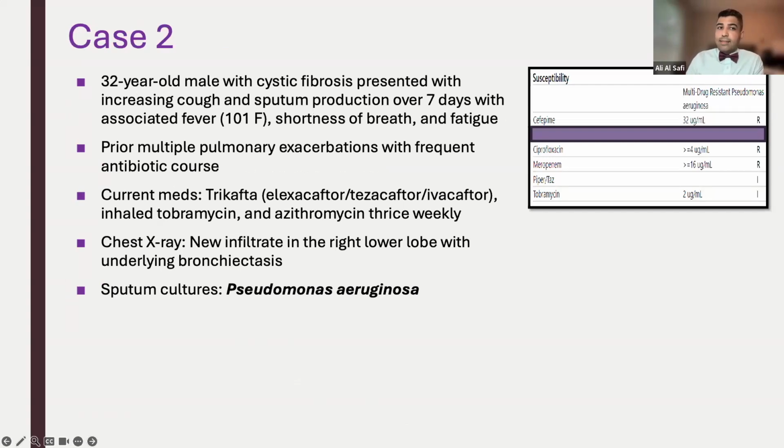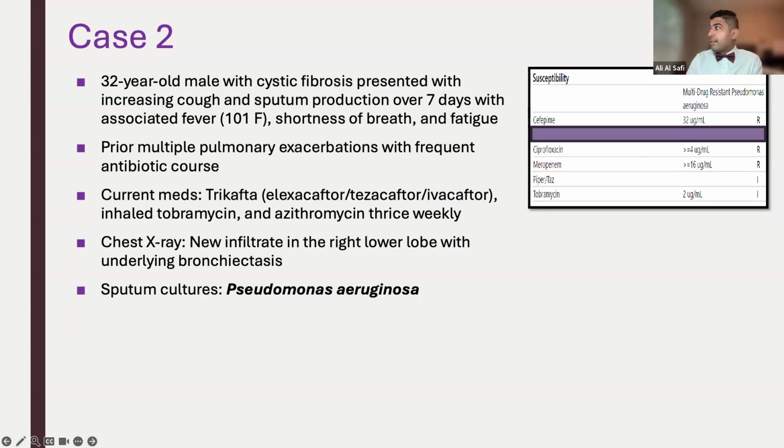We have another case, a 32-year-old male with cystic fibrosis presented with increasing cough and sputum production over 7 days with fevers, shortness of breath, and fatigue. That patient had multiple pulmonary exacerbations in the past with frequent antibiotic courses, current medication Trikafta, inhaled tobramycin, and azithromycin. The chest X-ray showed new infiltrates in the right lower lobe with underlying bronchiectasis, and sputum culture shows Pseudomonas aeruginosa.